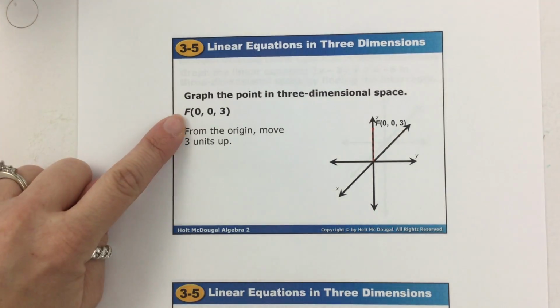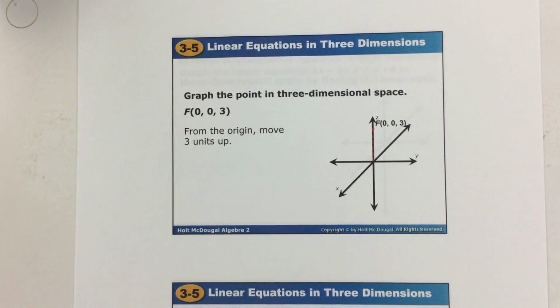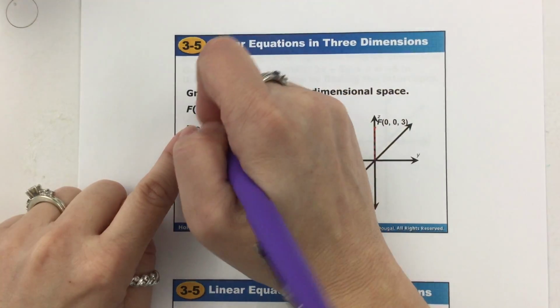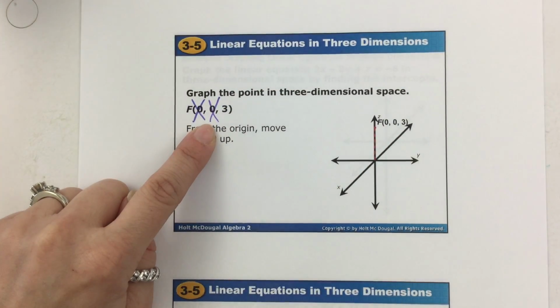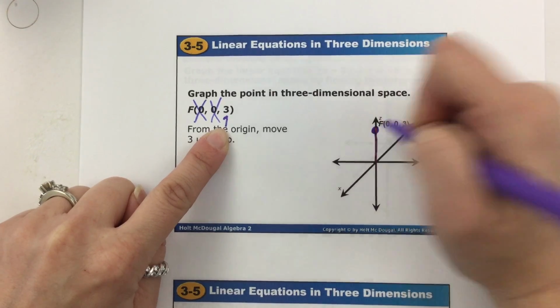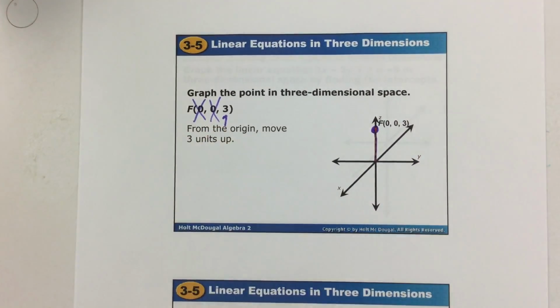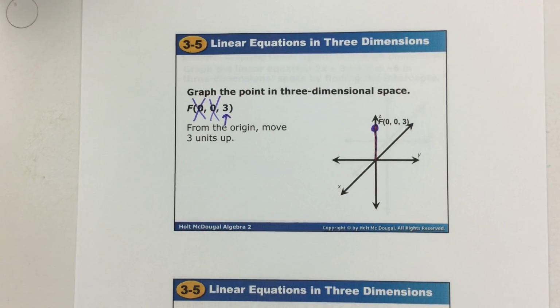Now this is called an intercept, and we're going to get into intercepts in just a minute here. When you have zeros in two of the locations and a number in the other location, that's how you get an intercept. So here, I'm not going anywhere on the diagonal, not forwards or backwards. I'm not going left or right. I am just going up 3. This is a z-intercept because your point falls on the z-axis. This occurs when you have zeros in the other two locations, okay?